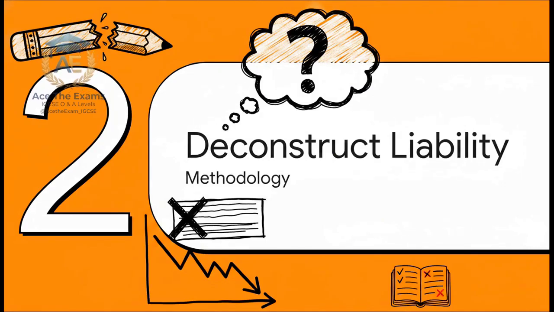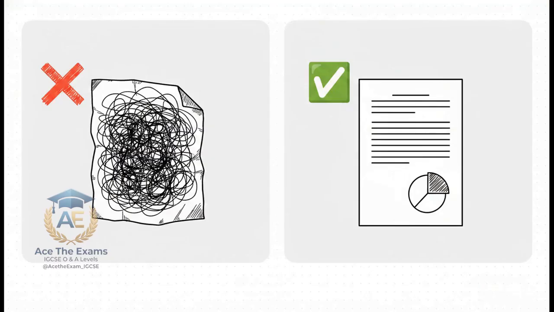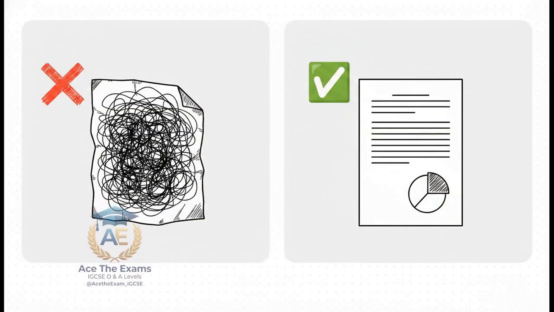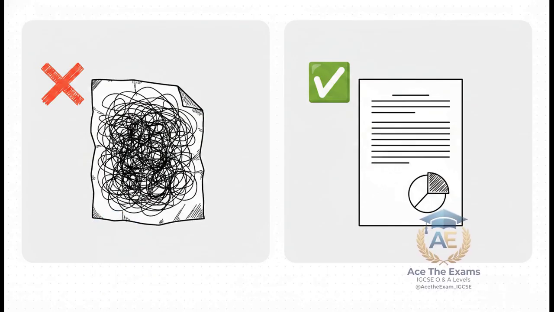Section 2. Deconstructing the liability. Let's take a hard look at the methodology. Picture this. You're in the exam room, and you're suddenly hit with a high-tariff, multi-part Cambridge past paper question. We call this the market opportunity. When candidates see a 15 or 20-mark question asking them to reconcile profits and advise management on which costing method to adopt, sheer panic sets in.